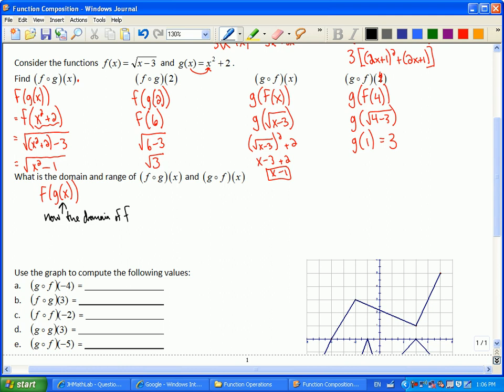So let's see here. If I had to say, here's f of x is root x minus 3. So what can you tell me about this domain normally? Yeah, so x has to be greater than or equal to 3. Now when I stick in g of x, this is what you have. f of g of x.